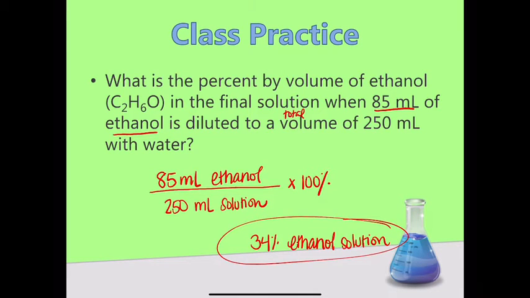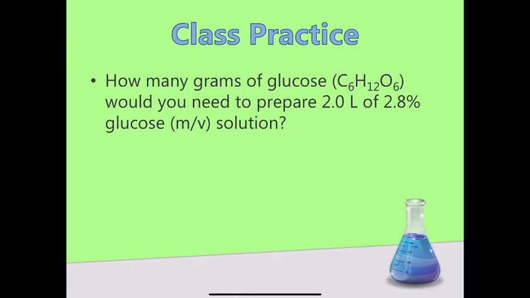So adding 85 milliliters of ethanol and bringing to a total volume of 250 milliliters with water would make a 34% ethanol solution. All right. Let's look at one more here for a mass volume solution.